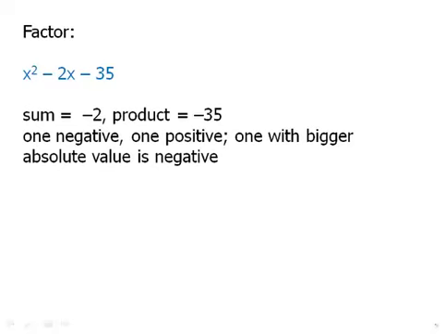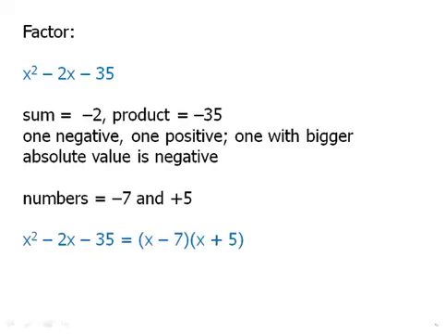So what can we multiply to get 35, first of all? Well, one obvious choice is 5 times 7. So let's make the one with the bigger absolute value negative. So we'll have positive 5 and negative 7. They multiply to negative 35 and they add to negative 2. So these are the numbers that we need, and we can factor it into x minus 7 and x plus 5.